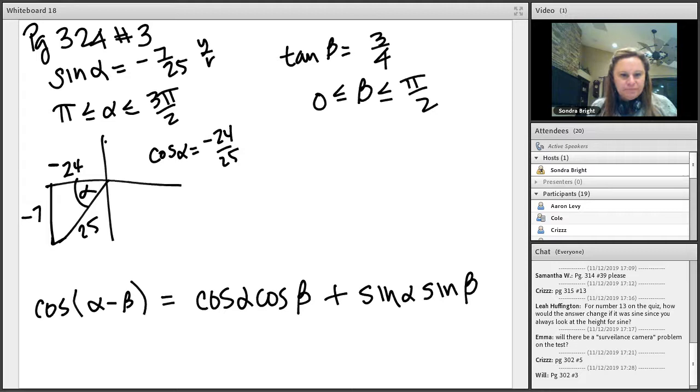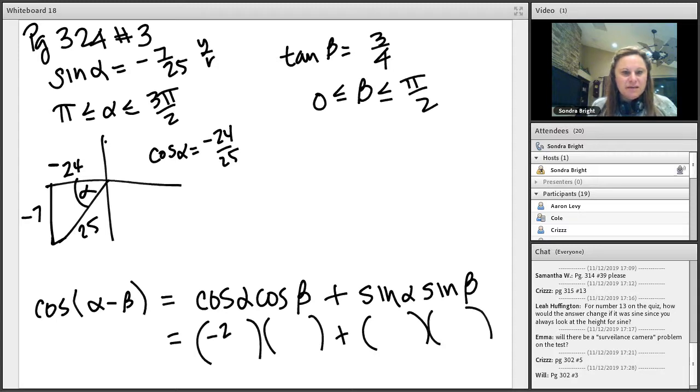Okay, so this is for alpha. Cosine of alpha is negative 24 over 25. I know that it's negative because it's in quadrant 3. And then sine of alpha they gave me was negative 7 over 25.